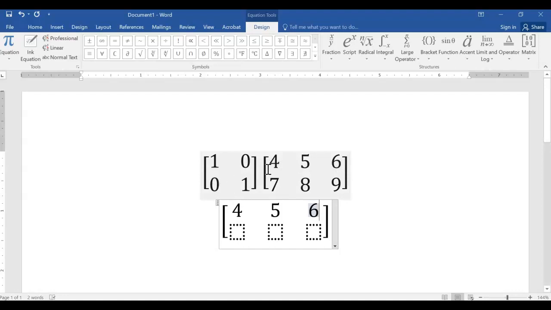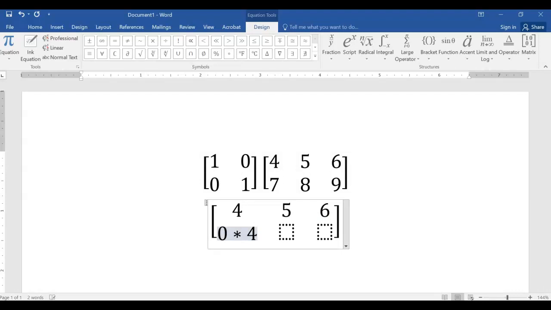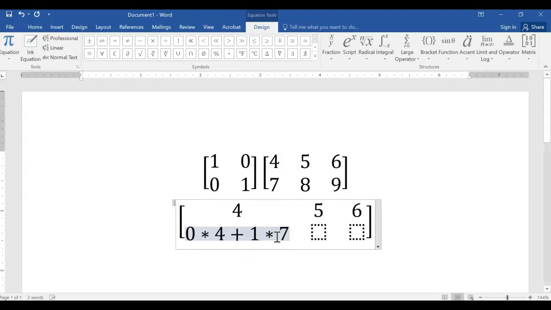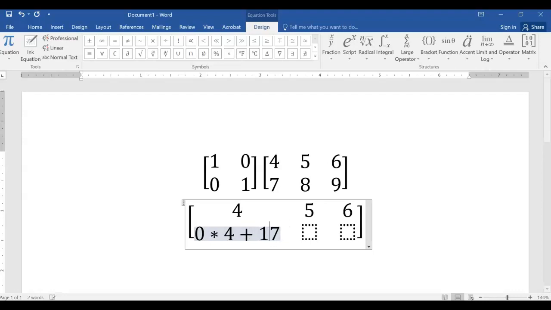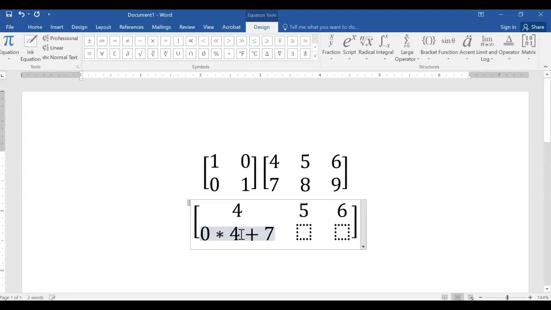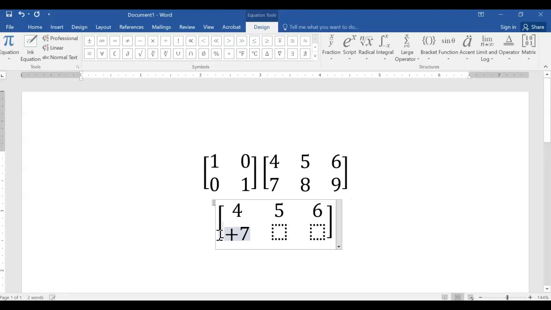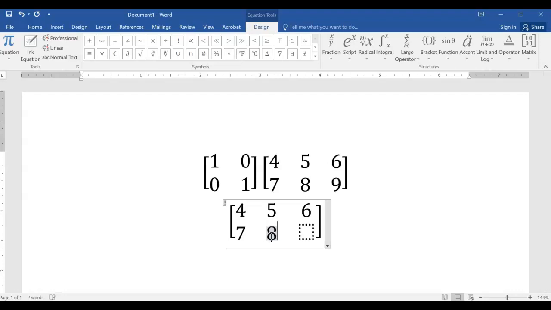Same thing here, 0 times 4 plus 1 times 7. 1 times anything is itself. 0 times anything is 0. 0 plus anything is that thing. And you can go through 0 times 5, 1 times 8, you get an 8. 0 times 6, 1 times 9, you get a 9.